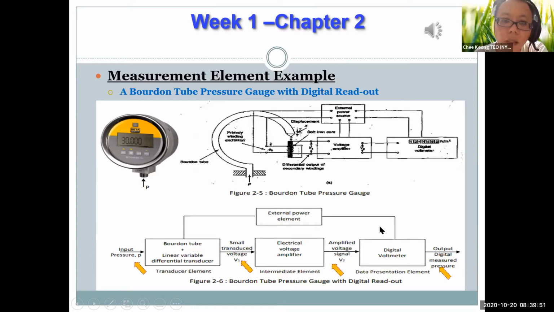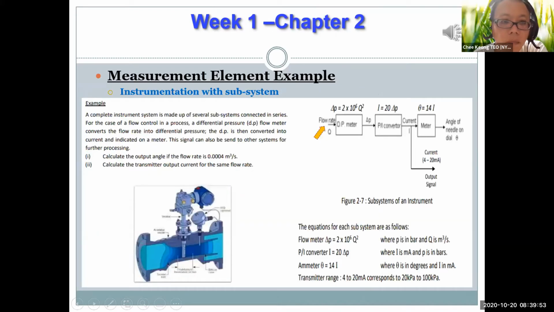Okay, here is an example of an instrument with subsystems. It relates to a flow meter reading a flow rate, converting it into differential pressure, then into current, and finally into needle angle on a dial. The question wants us to calculate the output angle when the flow rate is 0.0004 meter cube per second, and also the output current for a flow rate of 0.0004 meter cube per second.